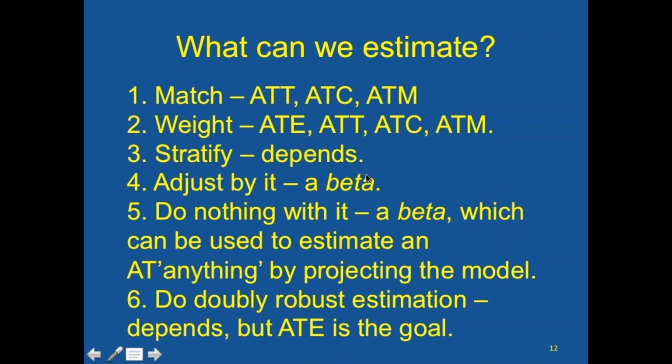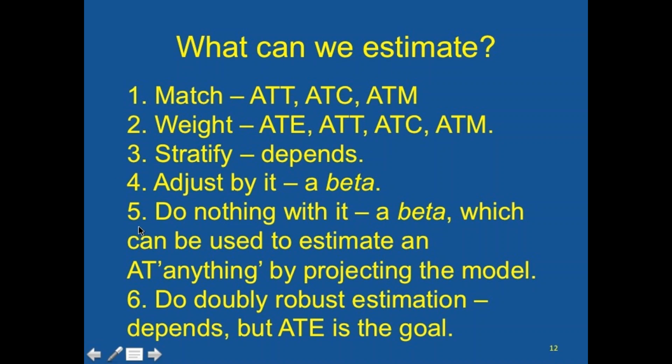Stratification, as I mentioned, really depends on what quantity we're trying to answer and whether or not that quantity, even in the stratified analysis, collapses to any of these things that we think it would. If we adjust by the propensity score, we essentially are fitting some sort of model with a propensity score in it, and our exposure variable gives us a beta. Likewise, if we do nothing with it, if we just do direct covariate adjustment, we also get a beta.